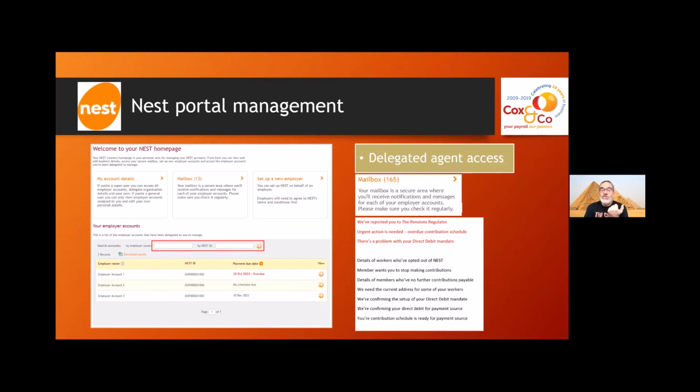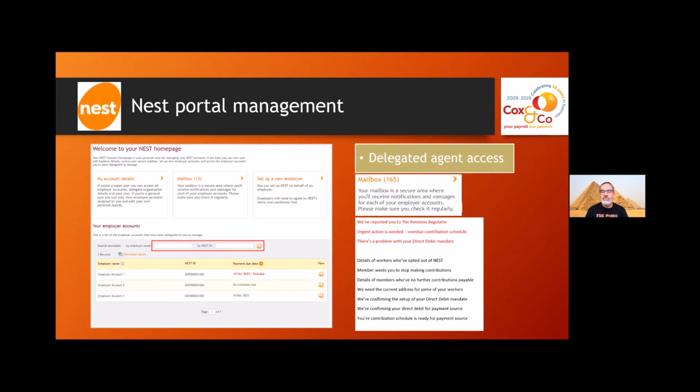So we've reported you to the pension regulator. Deadly serious. Urgent action is needed. Overdue contribution schedule. That's clearly an urgent matter that needs to be dealt with. There are things that can happen that can lead to that error message happening, which is not a problem.